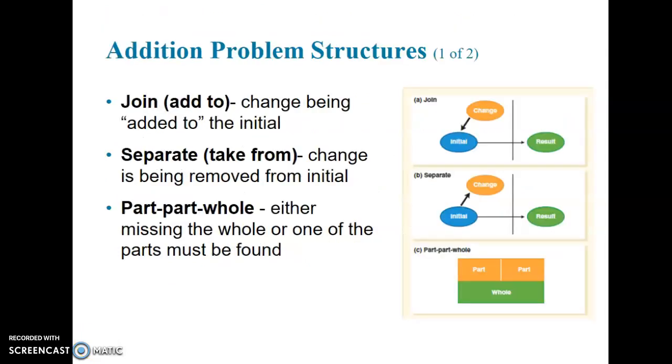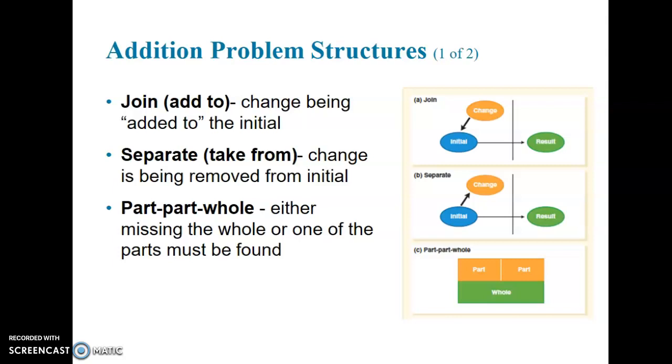For the action of joining, there are three quantities involved: an initial or start amount, the change amount, and the resulting amount. Separate problems are commonly thought of as take away or take from problems in which part of the quantity is physically being removed from the start amount. Notice that in a separate problem, the start amount is the whole or the large amount, whereas in join problems, the result is the largest amount.